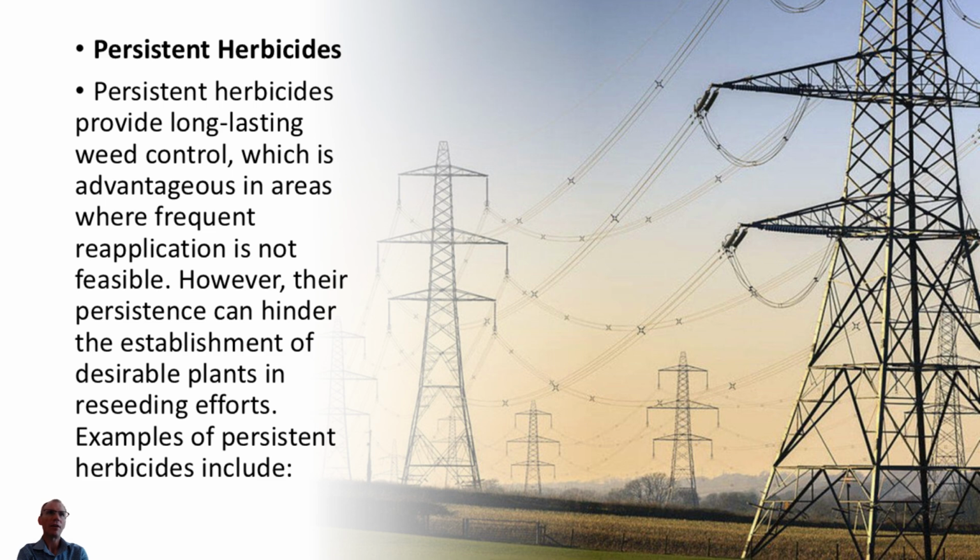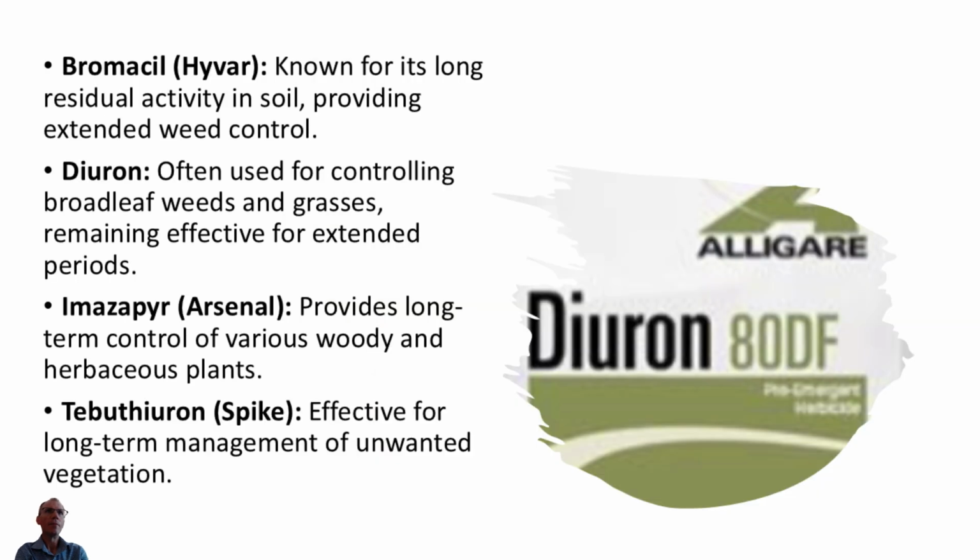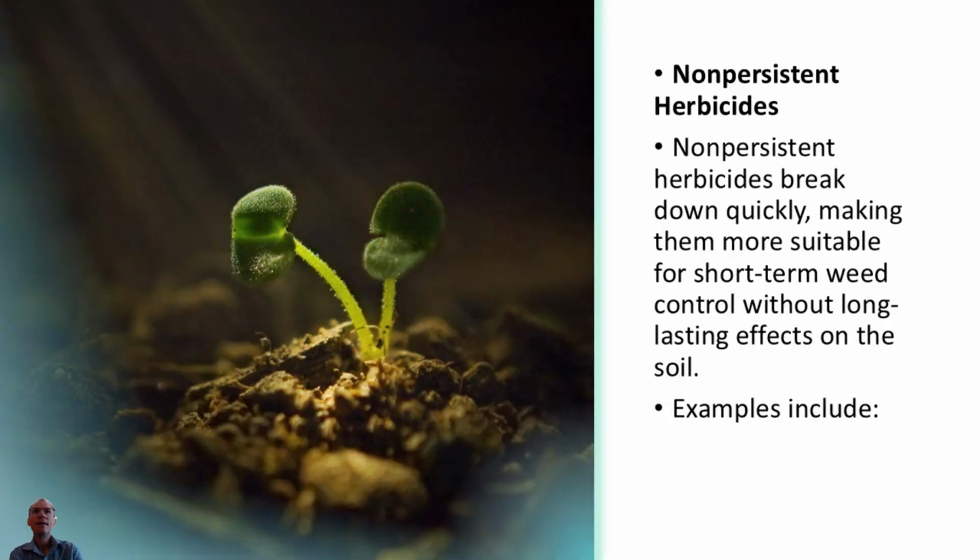Examples of persistent herbicides include Bromacil, Hyvar, known for its long residual activity in soil, providing extended weed control. Diuron, often used for controlling broadleaf weeds and grasses, remaining effective for extended periods. Imazapyr, Arsenal, provides long-term control of various woody and herbaceous plants. Tebuthiuron, Spike, effective for long-term management of unwanted vegetation.